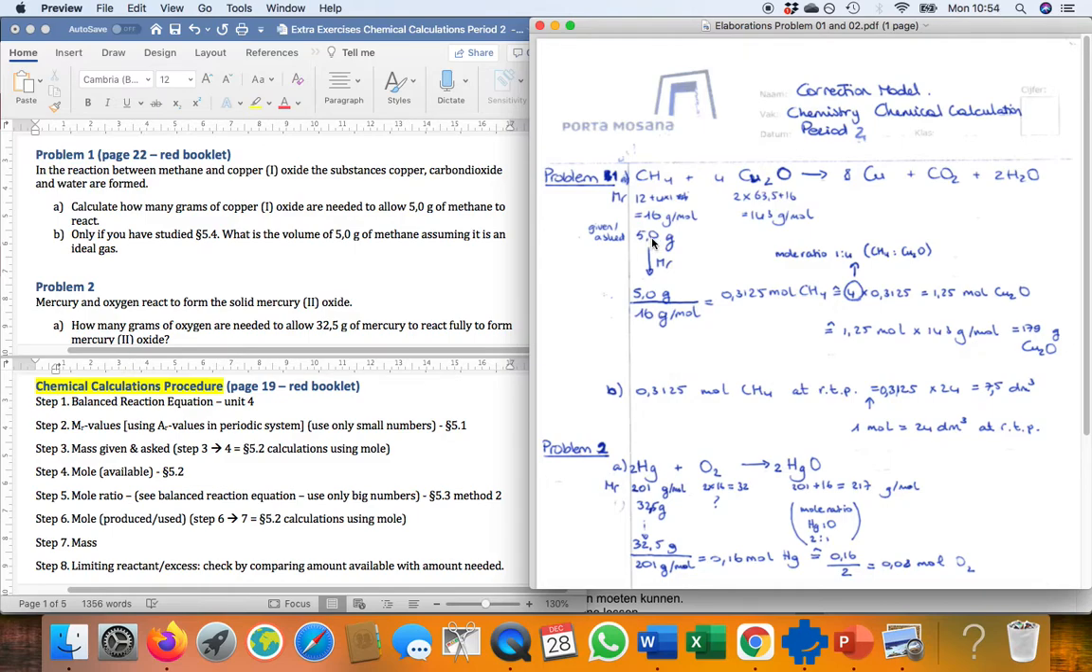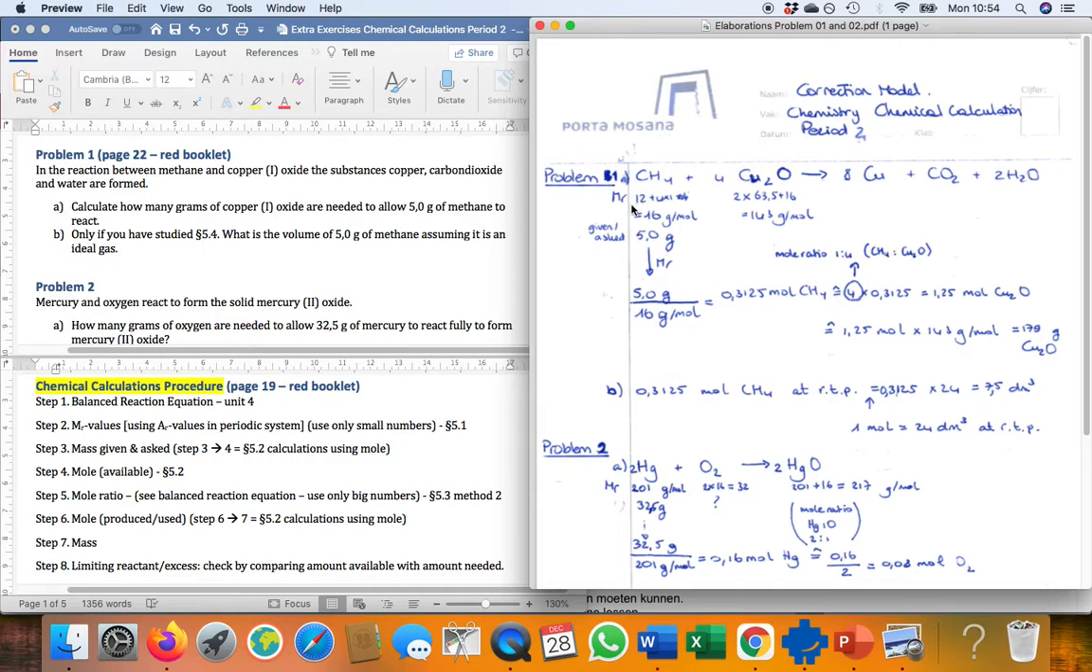So you see that first of all, you actually combine 2 steps. In my procedure, I say to calculate the MR values first. You have to do that for the substances that you need in your calculation. So it's smart to go on to step 3 and see what is the mass given and the mass asked. The mass given is 5 grams of methane, written below the CH4 in the reaction, and asked is the amount of copper oxide.